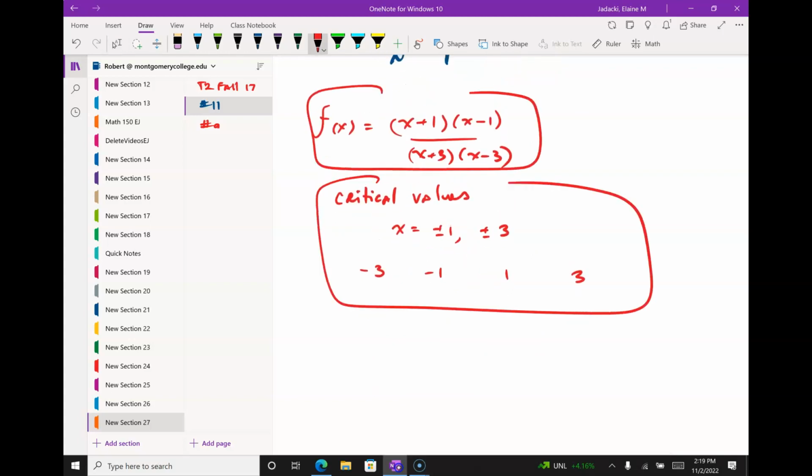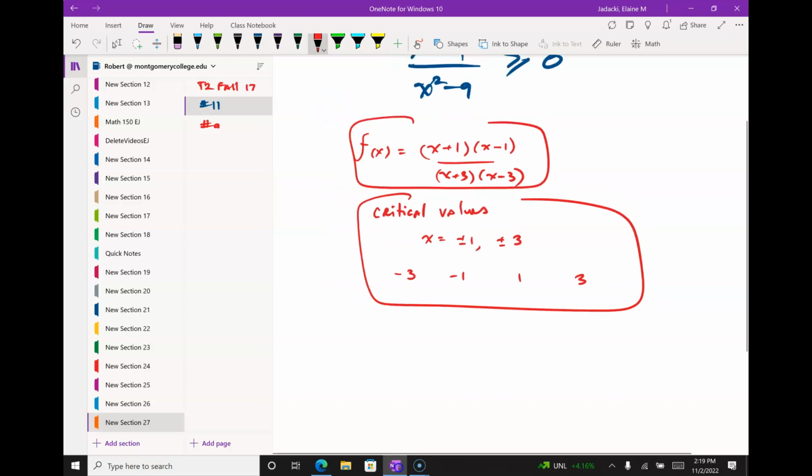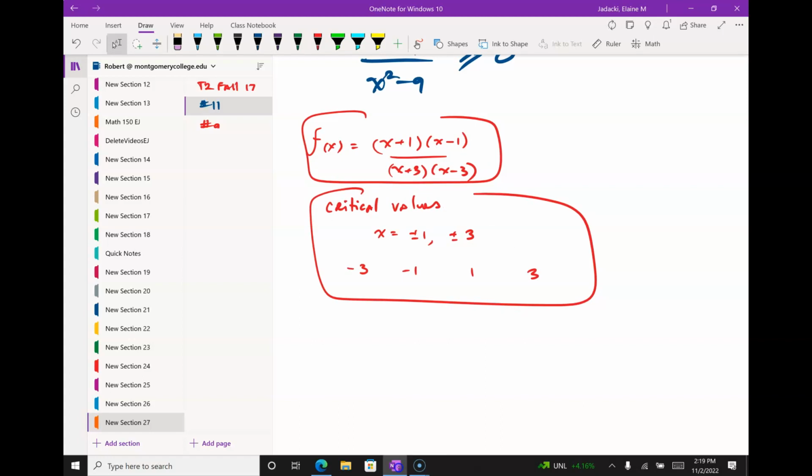So factor the function, find the critical values. We'll do a lot of this in Calc 1. I want to create my table now. I'm thinking of the number line as kind of the top of my table, and my critical values showing here. I'm going to put a circle on the negative and positive 3, and a solid point on the -1 and 1. Why am I doing that?